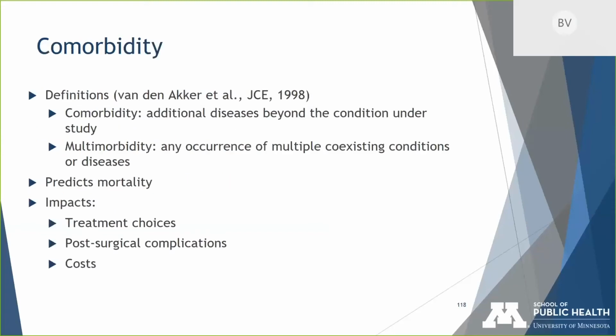Comorbidity is also something that is often measured in relation to defining or understanding your treatment groups. So comorbidity is additional diseases beyond the condition under study. It's akin to multimorbidity, which is any occurrence of multiple coexisting conditions. Generally, it predicts mortality, and we'll talk more in depth about that. And it can impact treatment choices, whether or not there are complications, and the relative costs of care increase for people with more comorbidities.